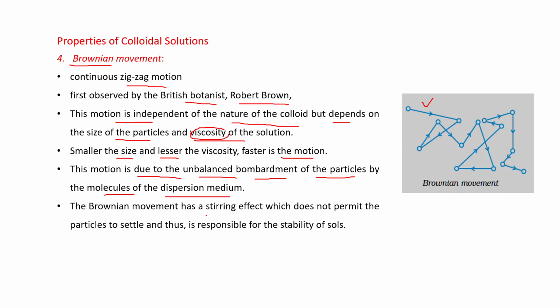The Brownian motion has a stirring effect. Stirring means we are shaking. This effect does not permit the particles to settle, and thus is responsible for the stability of sol. Remember it. This question may be asked: what is the reason for the stability of the sol? This is one of the reasons, Brownian motion.